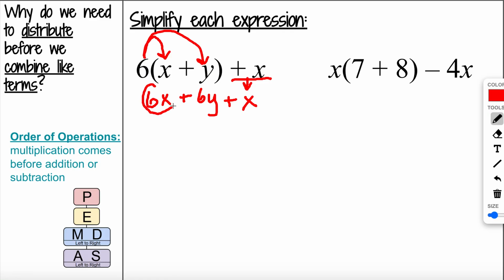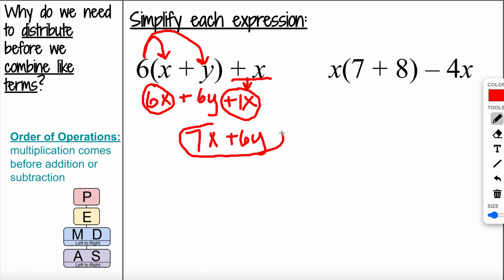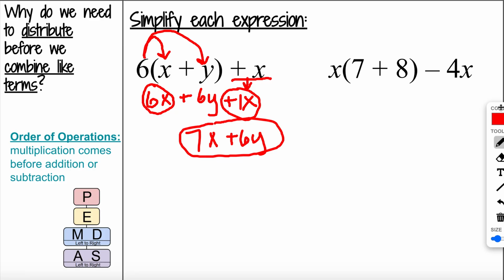Looks like we've got 6 x's here, and if I keep looking, we're going to add an invisible 1x. So 6 x's plus 1x would give us 7 x's, and then I, of course, have plus 6 y's also. I'm just going to drop that right down here, and then my expression, simplified, becomes 7x plus 6y. And I'm done. I've simplified it. Looks a lot simpler, doesn't it? Let's go ahead and give this one a try right over here.